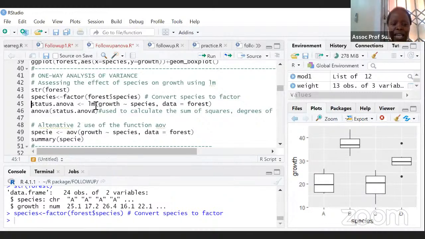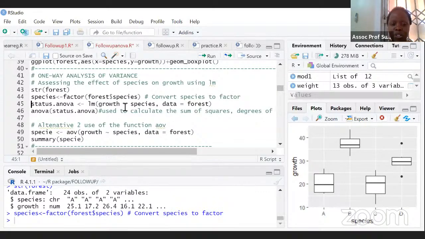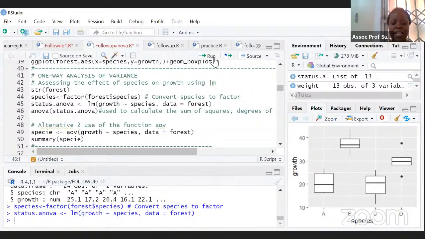And the function is lm. lm is linear model. And our linear model is the Y, which is the response, growth, as a function. This squiggle you see is 'function of' species, meaning that growth depends on species. And our data is called forest. So I'm going to run that. When I run it, I don't get the output. I only get the output if I call this object.